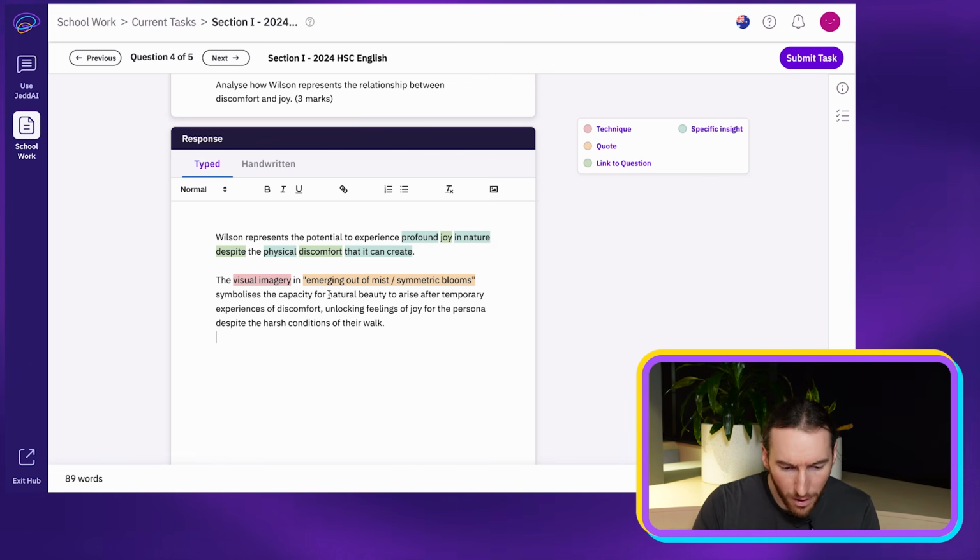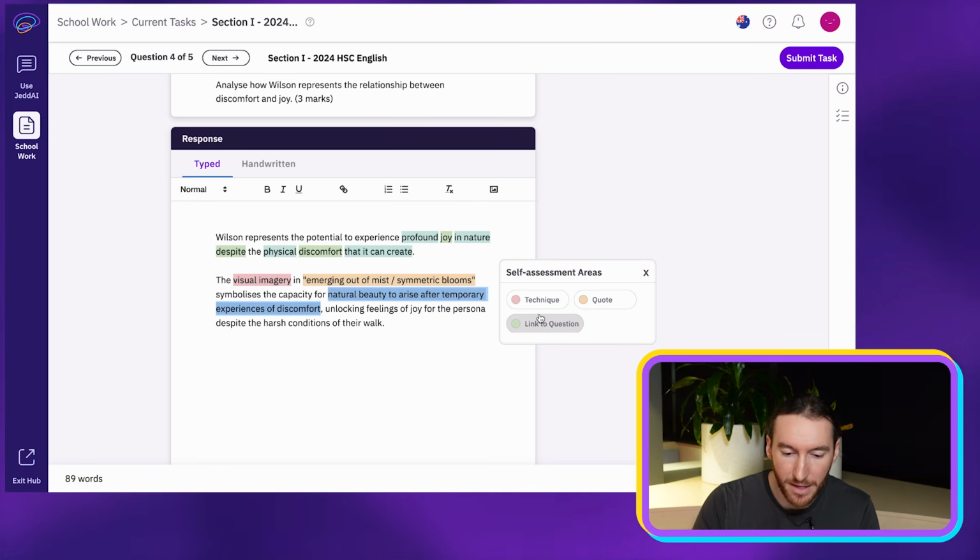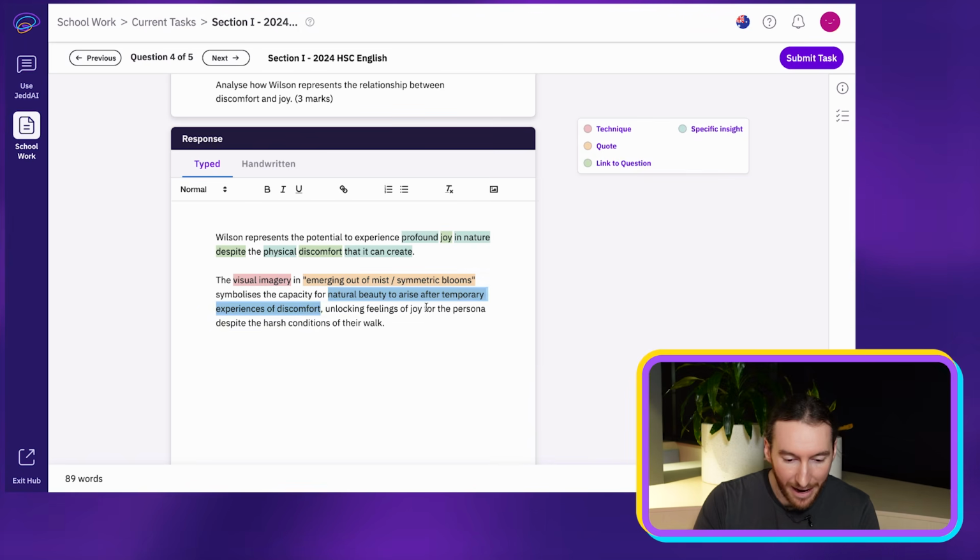The capacity for natural beauty to arise after temporary discomfort. Again, always bringing it back to the question. I only care about those key words here. And then unlocking feelings of joy despite the harsh conditions of their walk. Okay, that's a little bit of extra context there, but that's how you're going to get the mark there.